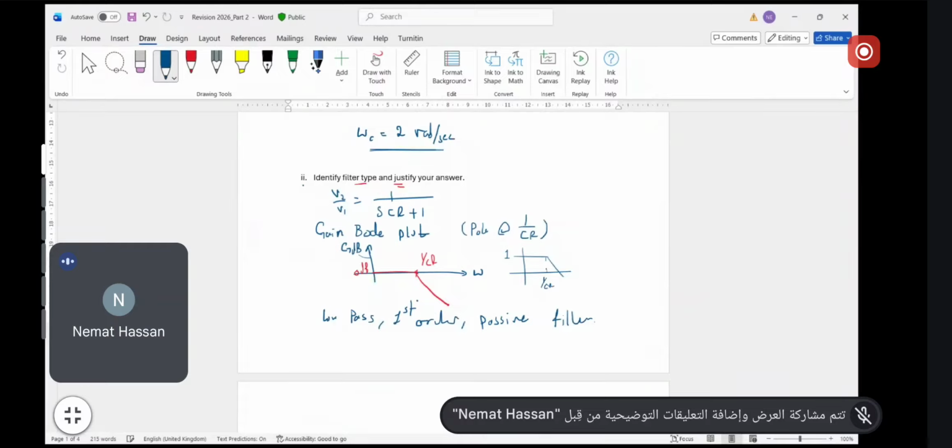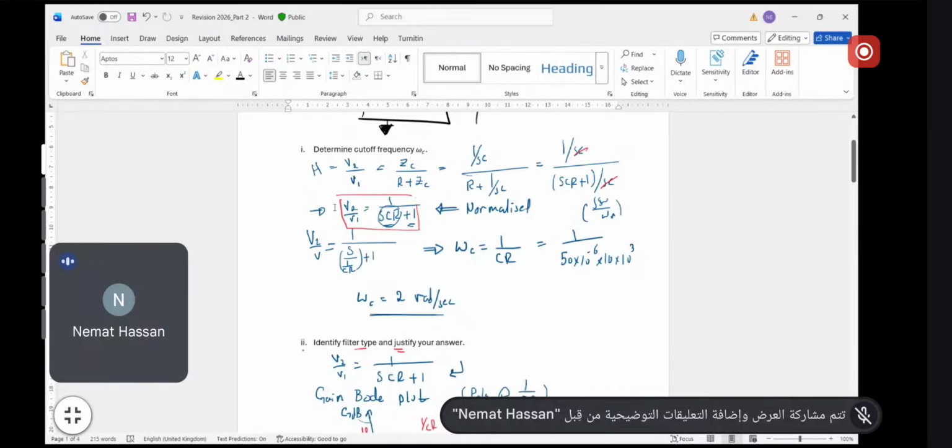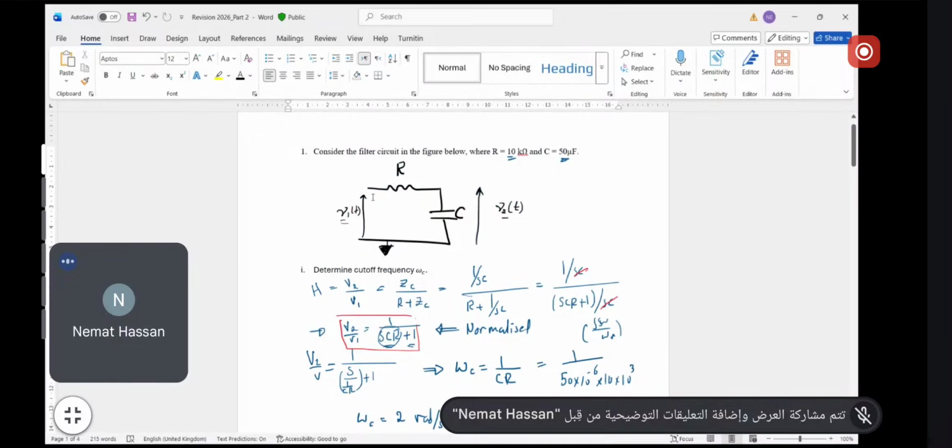It's first order because if you look at this equation, it is first order. It is low pass because if you look at the transfer function or the gain, it looks like a low pass filter. And it is passive because if you look at the circuit diagram here, there is no operational amplifier, so it's passive. So your answer must have all three specifications: the order, whether it's passive or active, and whether it's low pass, high pass, or band pass filter. Clear?